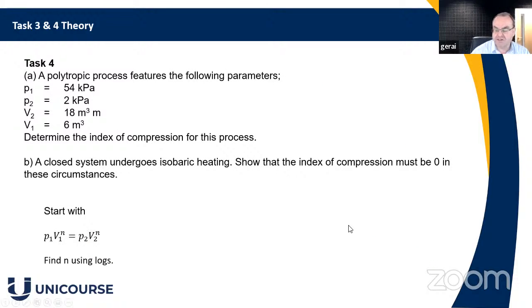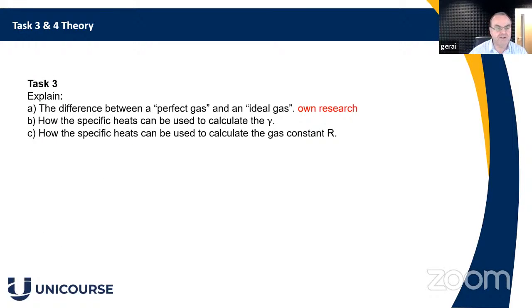So that brings us on to task 4. We've answered task 3 sort of in between, so I'll go back to task 3. I've changed the slides around here somehow, but let's look at task 3 and how we've answered those. The difference between a perfect gas and an ideal gas, I want you to research that yourselves. I'm not going to say what it is. I want you to do some research and define the difference between a perfect gas and an ideal gas. And just as a hint, it has something to do with the specific heats and whether they change or not with the temperature.